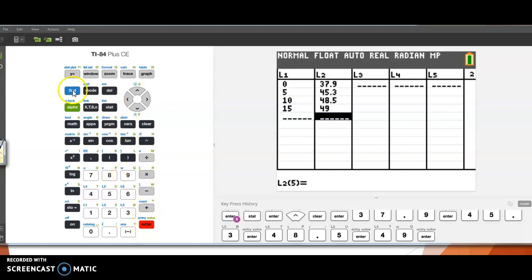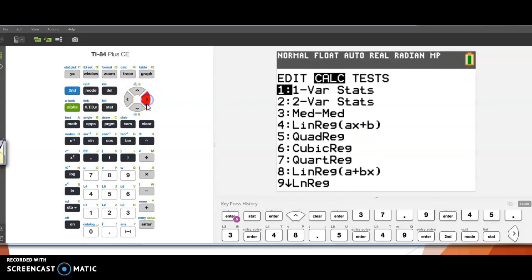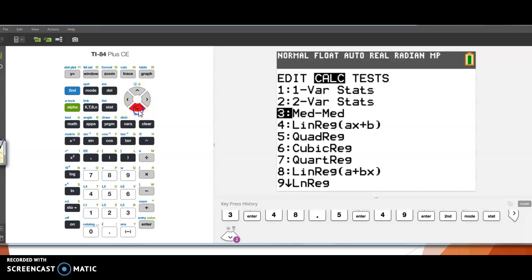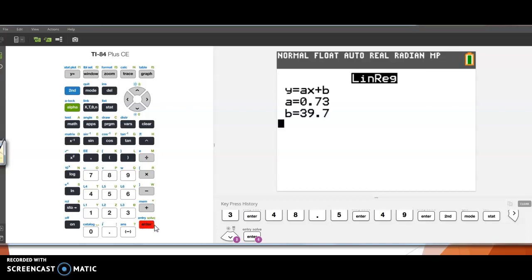So again, I want to quit. And once I'm on my home screen, go back to Stat, over to Calculate, and down to a linear regression. Hit enter, and hit enter through all of these. And we get an equation representing the females. So we have a positive slope here of 0.73, and the value for b, the y-intercept, is 39.7.